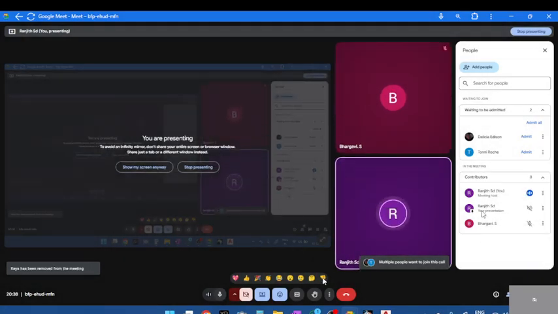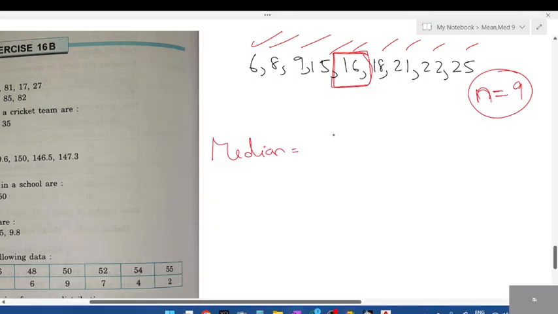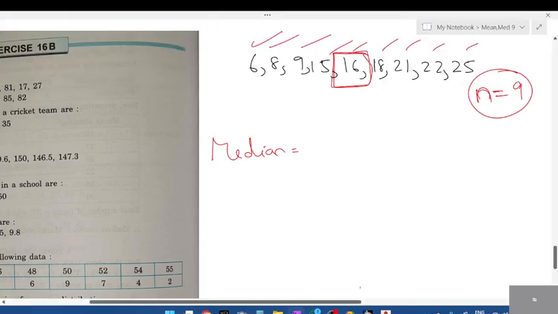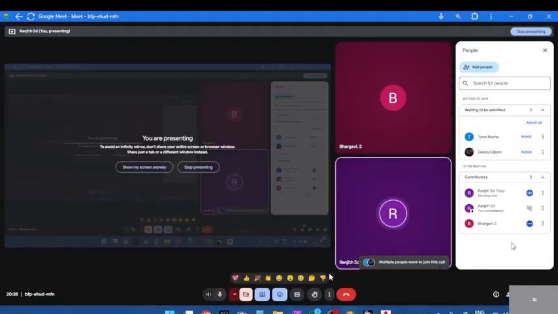Yeah, tell me, Bhargavi. Only you're responding. You tell me the answer. What is n value? Even if you're not responding, shall I remove you? Will you go through the recording?